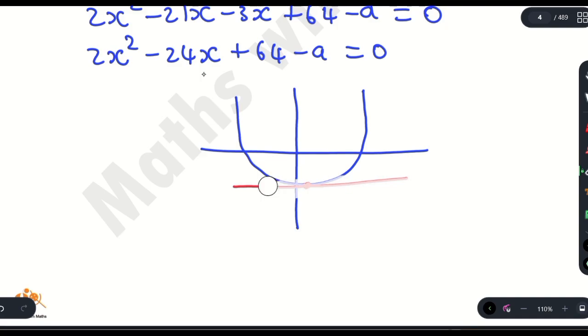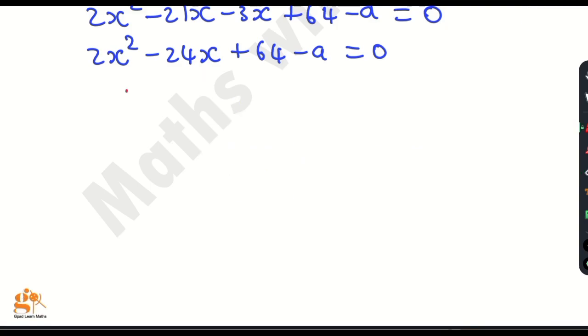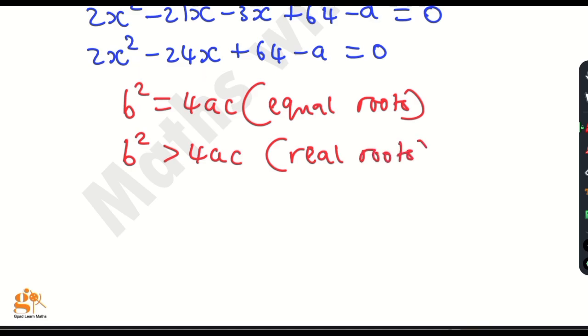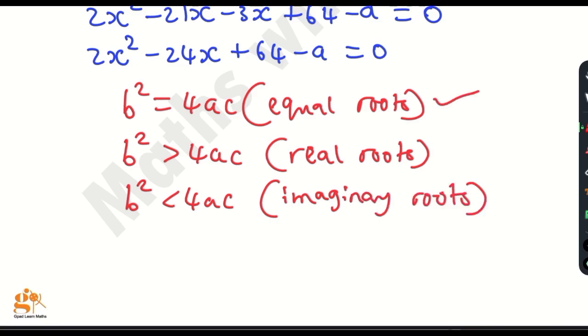Now let me take this off and show you something again. We have nature of roots. If b squared is equal to 4ac, we say this is equal root, as we have in this case. If b squared is greater than 4ac, it has real roots. If b squared is less than 4ac, then this is imaginary root. But in this case, we can say it has equal root, because the straight line touches the curve at a given point, just one point. So we are going to use b squared is equal to 4ac.